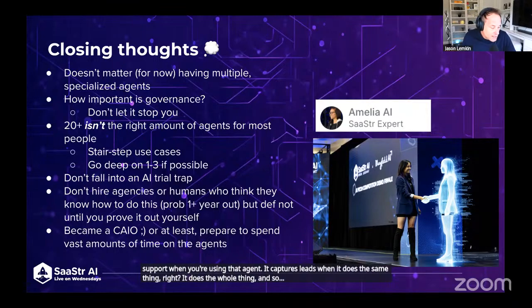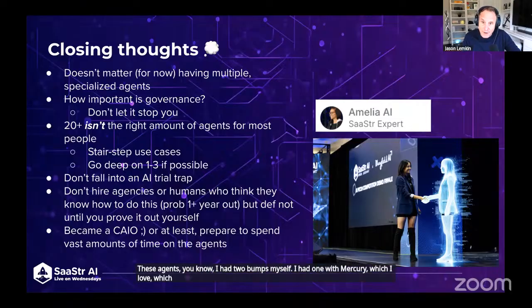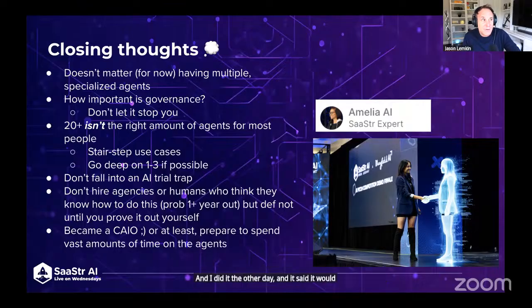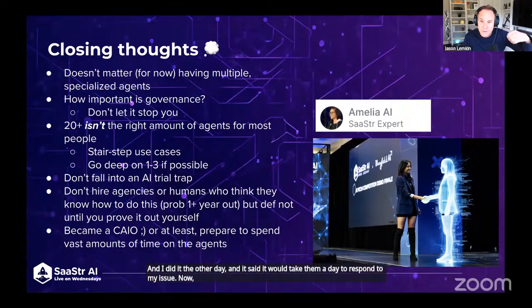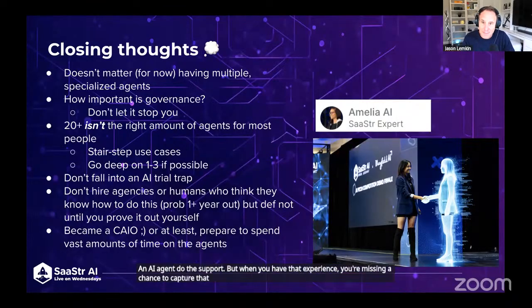And so these agents, I had two bumps myself. I had one with Mercury, which I love, which is a banking product. I did it the other day, and it said it would take them a day to respond to my issue. Now you could criticize that. You could say, why the hell can't you just have an AI agent do the support? But when you have that experience, you're missing a chance to capture that lead and get someone into your journey.